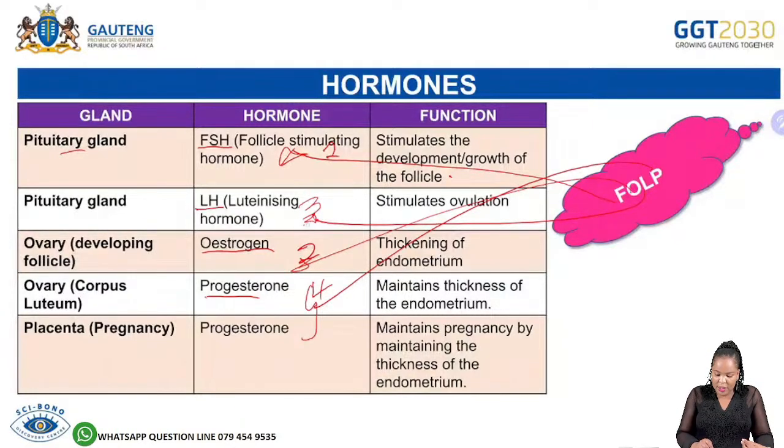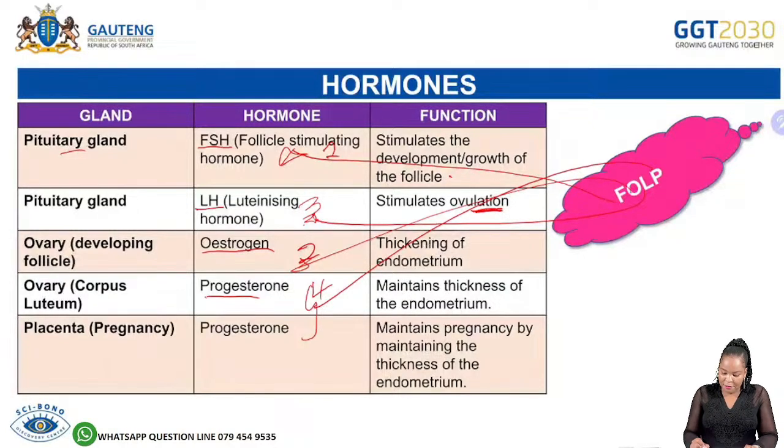Then luteinizing hormone stimulates ovulation. Ovulation is that process that happens on day 14. We'll talk about it, where there is that rupturing. You saw the Graafian follicle rupturing and releasing an ovum. So that happens on a specific day and it releases an ovum. So that whole process, when it happens, we call it ovulation. And normally it happens in that 28-day cycle. It happens on day 14.